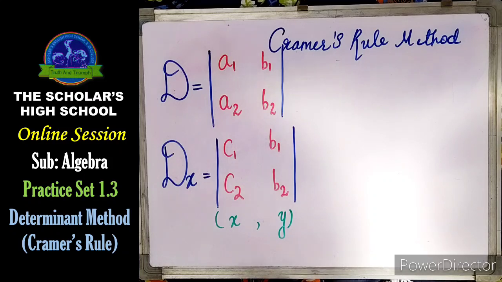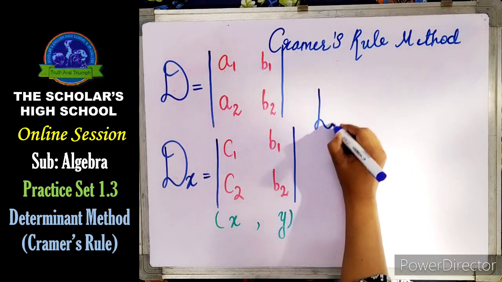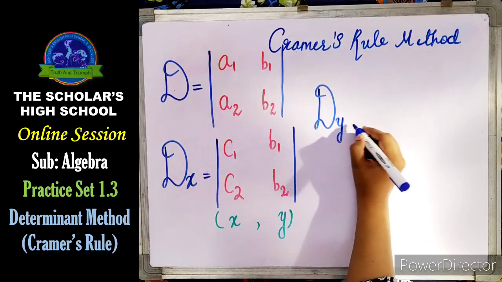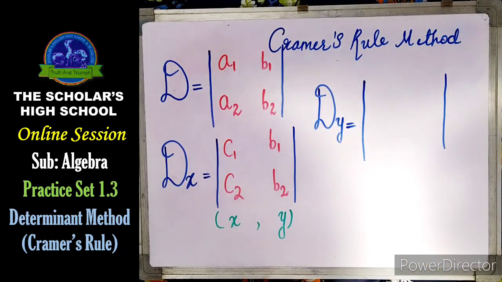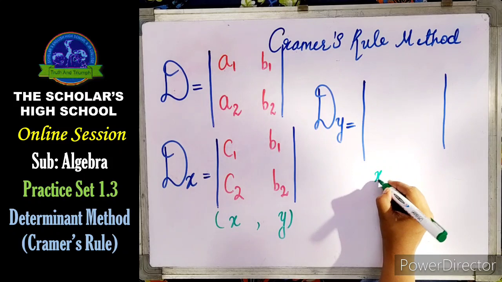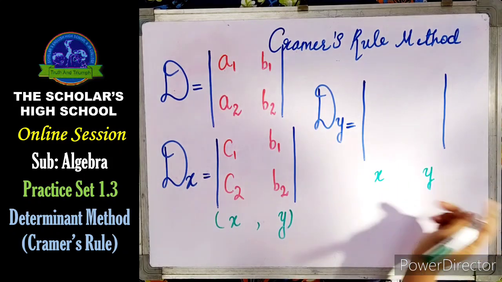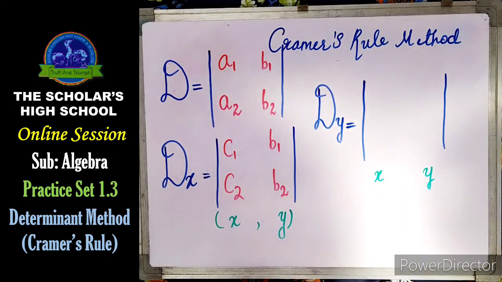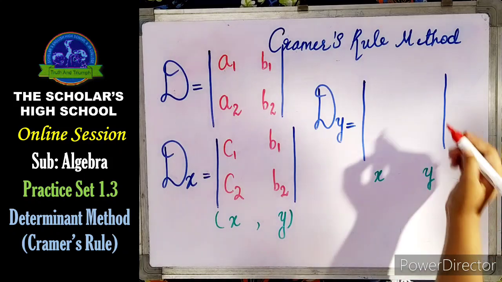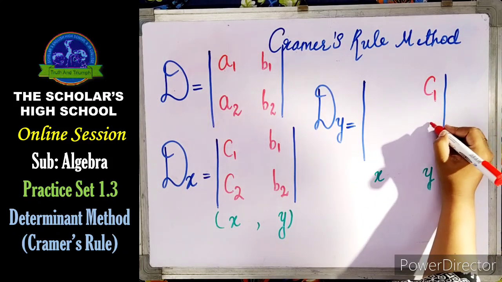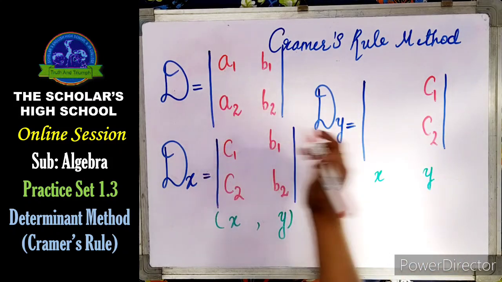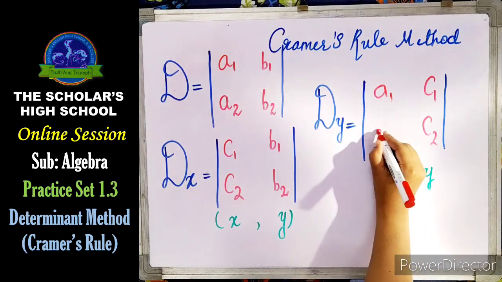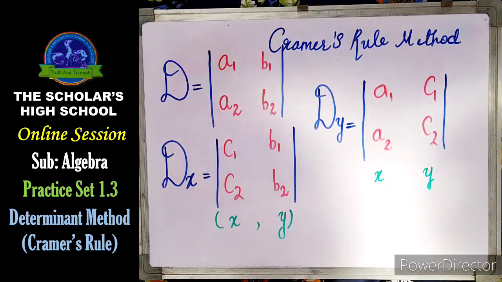Now similarly, to find out for determinant of y, that is dy, as I said, the first coordinate is of x and second coordinate is of y, and this is a column of dy. So at the place of y there will be C1, C2, and at the place of x, the first place, same, it will be A1, A2, the value of A1 and A2.